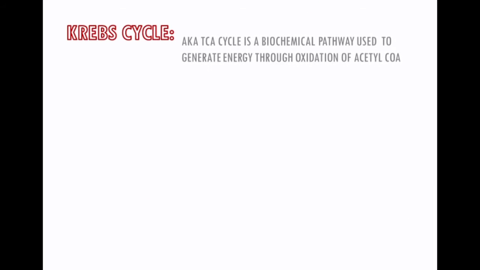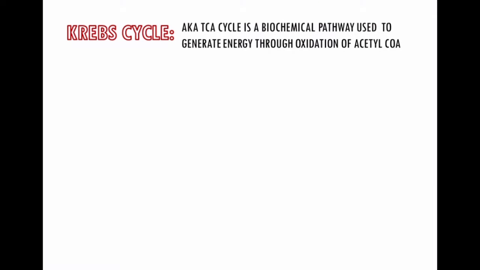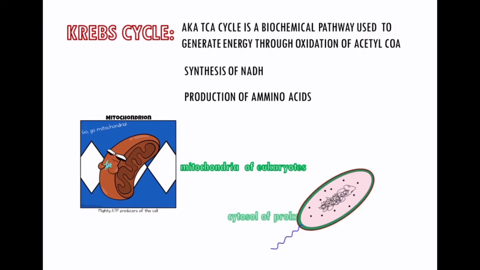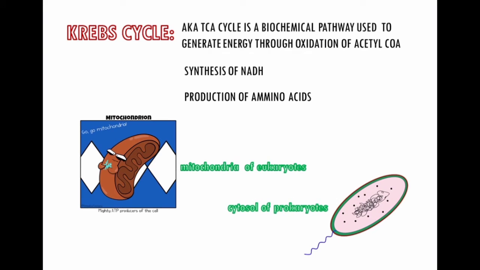Krebs cycle is also known as tricarboxylic acid cycle. It is a biochemical pathway that is used to generate energy through the oxidation of acetyl-CoA. It is also used for synthesis of NADH and production of amino acids. Krebs cycle takes place in the mitochondria of the eukaryotes and in the cytosol for the prokaryotes.